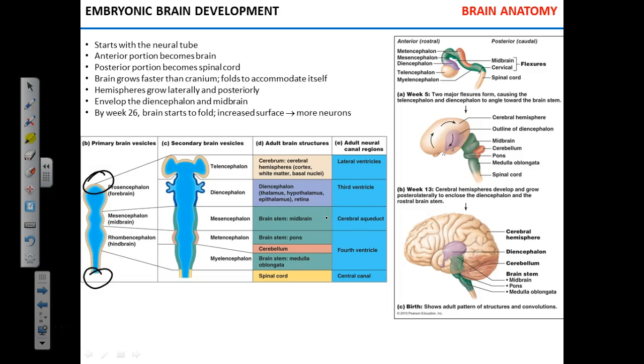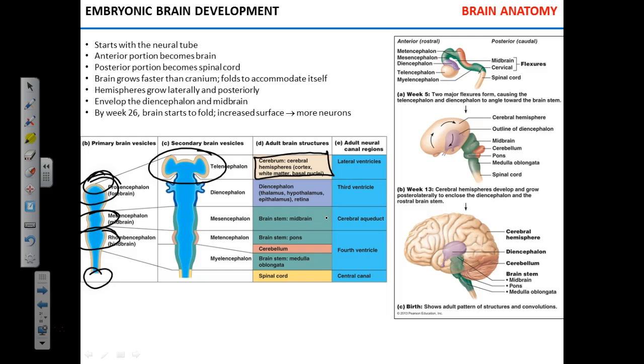And then the first stage of development is formation of 3 brain vesicles: the prosencephalon, the mesencephalon, and rhombencephalon, which is forebrain, midbrain, and hindbrain. Each of these portions of the initial neural tube develops further, and the secondary embryonic brain vesicles are telencephalon, or Mickey Mouse head. Telencephalon develops into the brain, the cerebrum, the cortex. That makes sense? That's the thinking part.